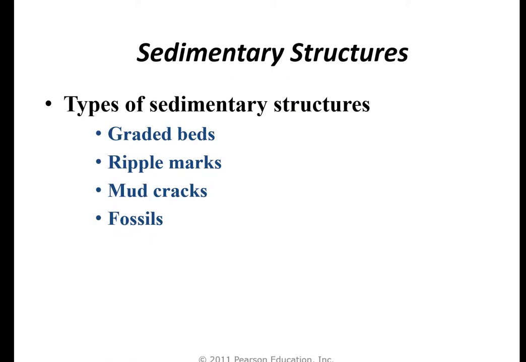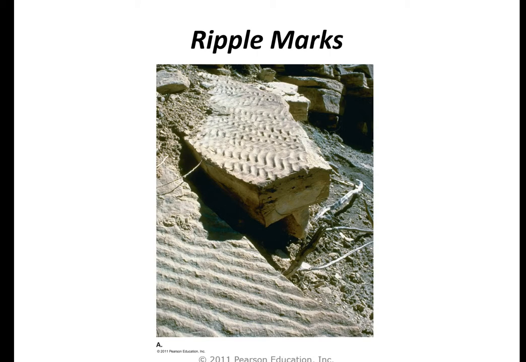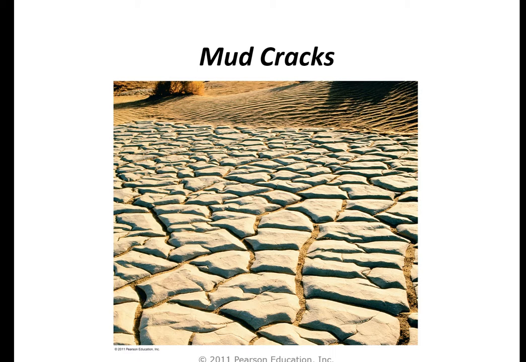We have different types of structures in sedimentary rocks, and these include graded beds, ripple marks, mud cracks, and the fossils themselves. Here are ripple marks, and this is when you have a rock near a riverbed, a stream, near the ocean, and you get these little ripple marks in them. Mud cracks, where you have had water standing before and it had made mud, and now the water is gone and they crack from the dehydration of the area.